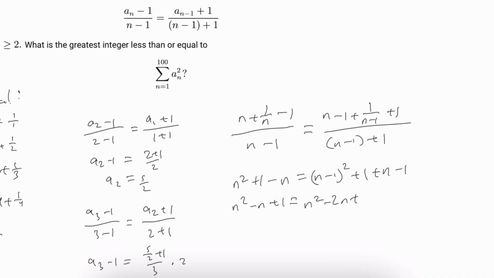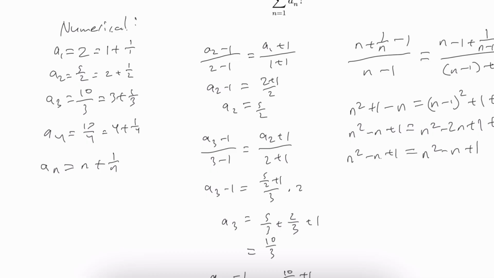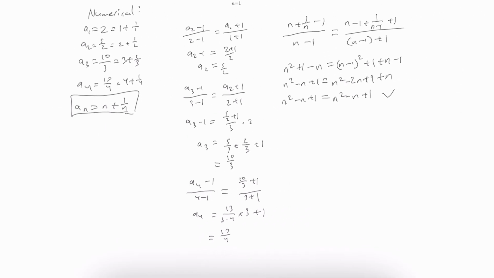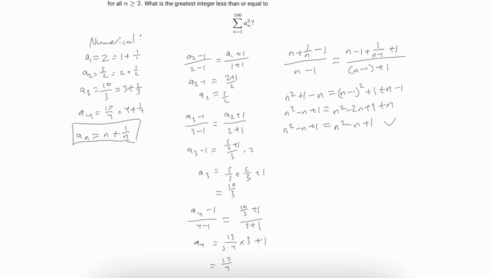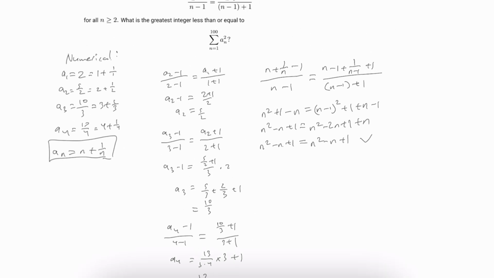Plus 1 plus n. So n squared minus n plus 1 is equal to n squared minus n plus 1. And this indeed holds for all n. So we have a closed form for a_n. Yeah, that's how you get the closed form for a_n numerically.